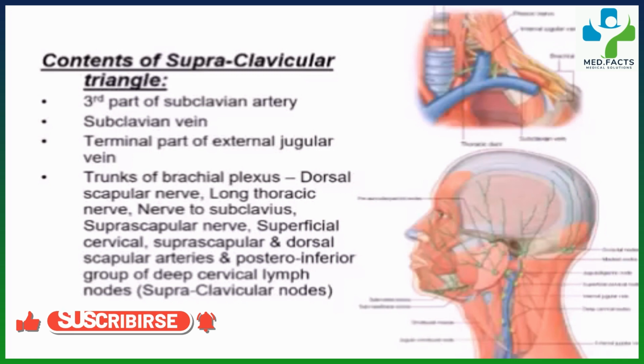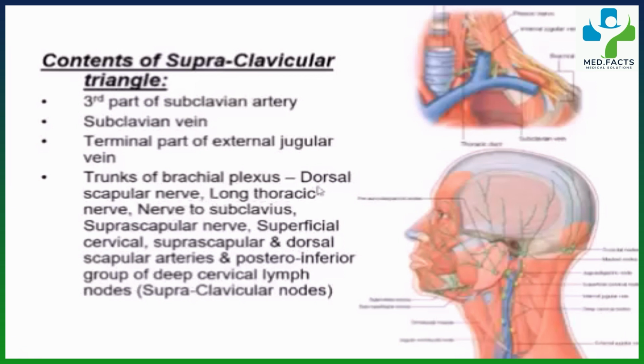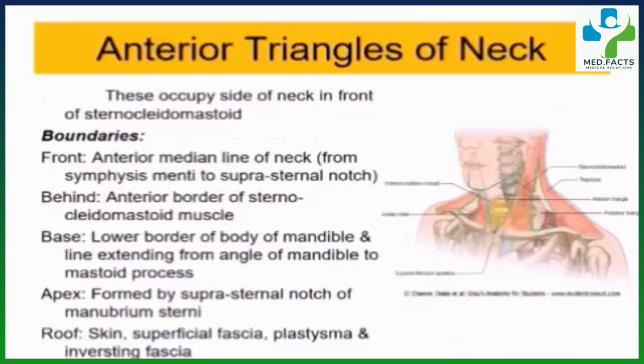So this plexus of nerves here is called the brachial plexus, and these nerves will give rise to many important nerves, and this can be seen in this triangle. So this is also a very important major content here. Along with the subclavian artery and the vein, we can see the dorsal scapular nerve, long thoracic nerve, nerve to the subclavius, suprascapular nerve, the superficial cervical nerves, suprascapular and dorsal scapular arteries, and the posterior inferior group of deep cervical lymph nodes. All these contents will be there within this supraclavicular triangle, which is also called the subclavian triangle.